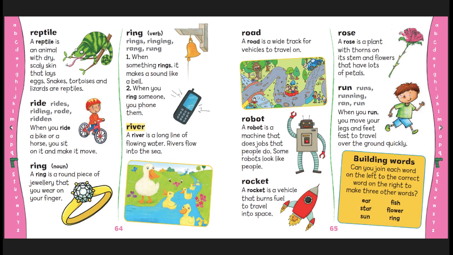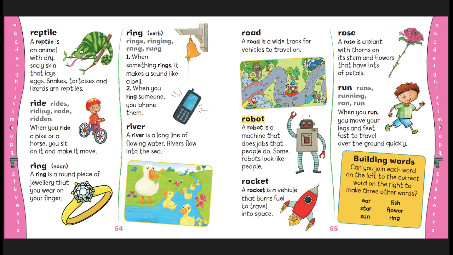River. A river is a long line of flowing water. Rivers flow into the sea. Road. A road is a wide track for vehicles to travel on.